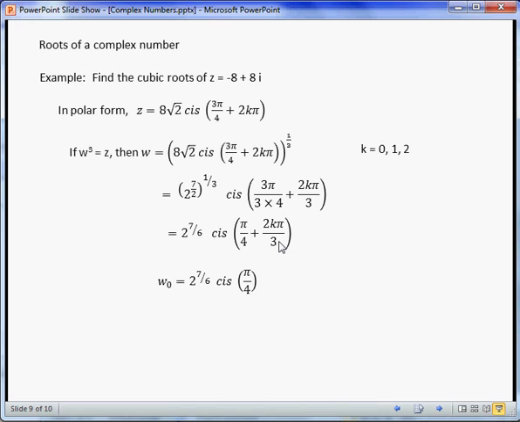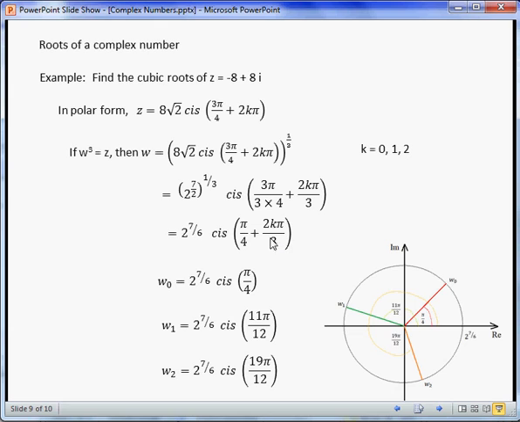So, cubic roots, there's got to be a few of them. There's got to be 3 of them. And that is the 3 of them. Okay. And we can see it graphically here. They have the same magnitude. That's why I've drawn the circle. That circle there is radius 2 to the power of 7 on 6. And then we've got our 3 different angles. And they're equally spaced around that circle.